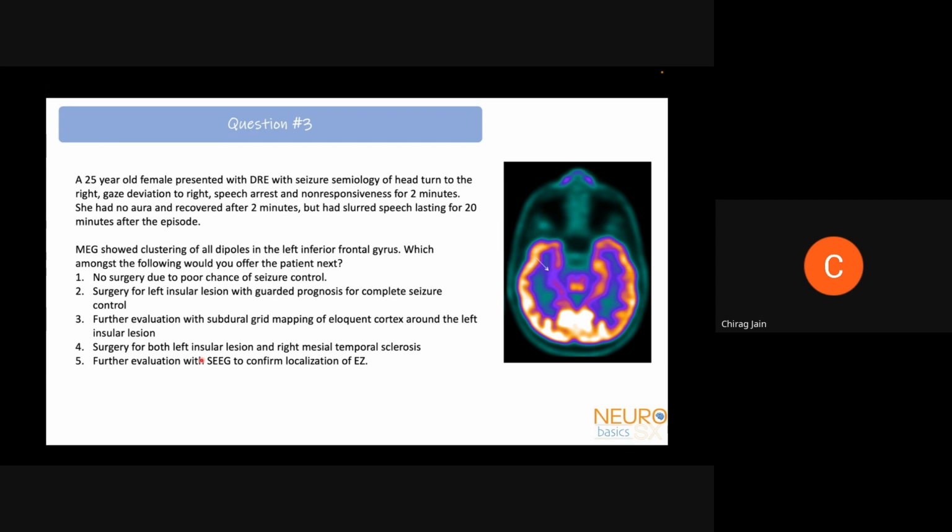Which amongst the following would you offer the patient next? No surgery due to poor chance of seizure control. Surgery for the left insular lesion with guarded prognosis for complete seizure control. Further evaluation with subdural grid mapping of the locomotor cortex around the left insular lesion. Surgery for both the left insular lesion and right mesial temporal sclerosis. Or further evaluation with stereo EEG to confirm the localization of the epileptogenic zone.